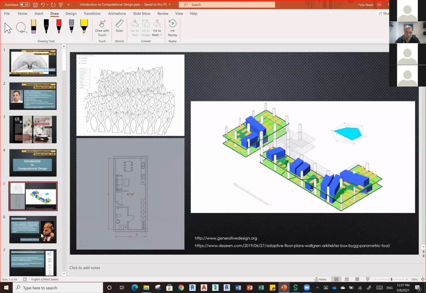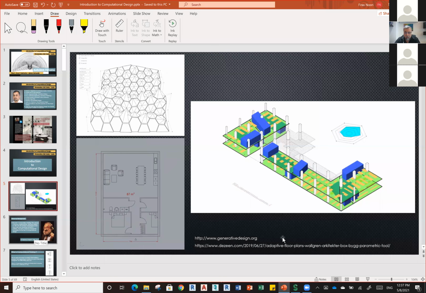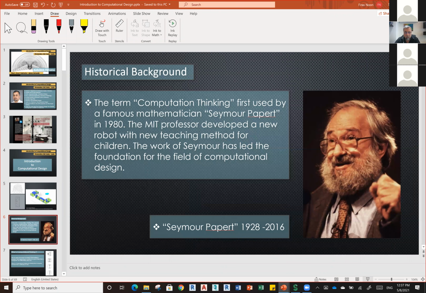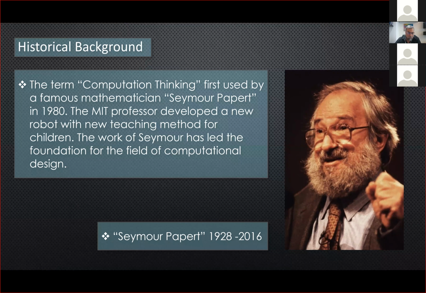And probably the first person who talked about that is the father of computational thinking, Seymour Papert. He was the first to mention computational as a way of thinking, not as a design method, in the 1980s. He was an MIT professor, and he's actually behind the whole artificial intelligence revolution and also computational thinking.